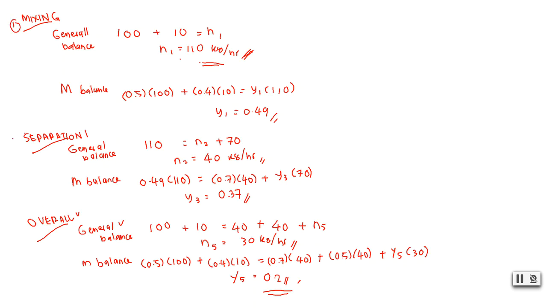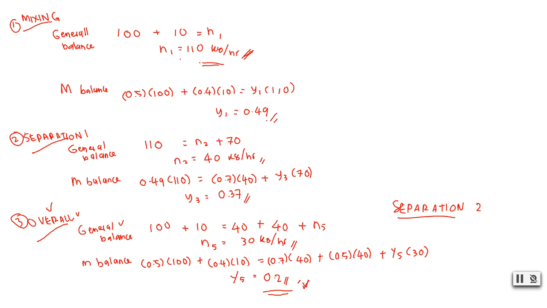We need to start with mixing, step 2, and then for step 3, by considering the DOF for the overall. For separation 2 is already 0, so you can choose whether to do the overall balance or the separation 2 balance. It's up to you. You will still get the same answer at the end. With the separation 2 balance, you will get the same y5 equal to 0.2.